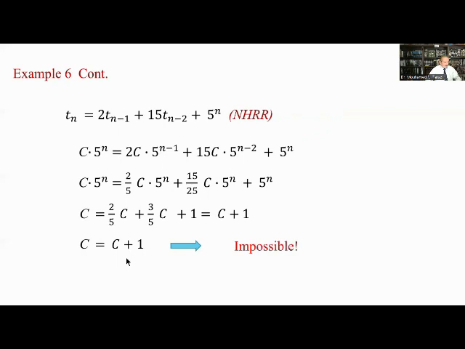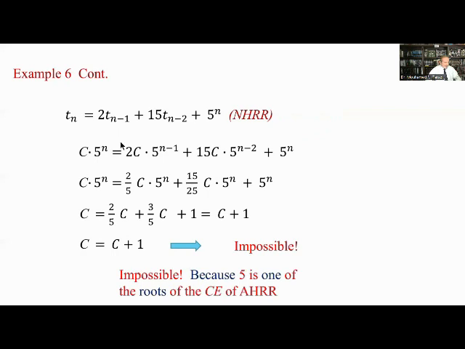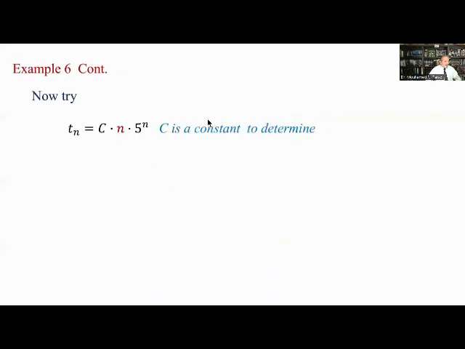Maybe that's what you found out. Impossible because 5, which is in here, is one of the roots of the characteristic equation. So we need to do some modification. Now try, instead of C times 5 to the power n, try C times n times 5 to the power n. And if you watched my previous video, you will understand what we're doing here, why we are adding an n here. So we keep going.